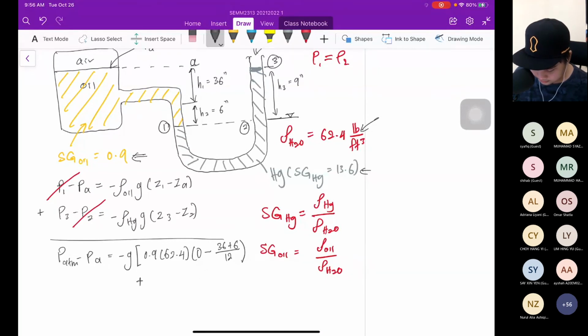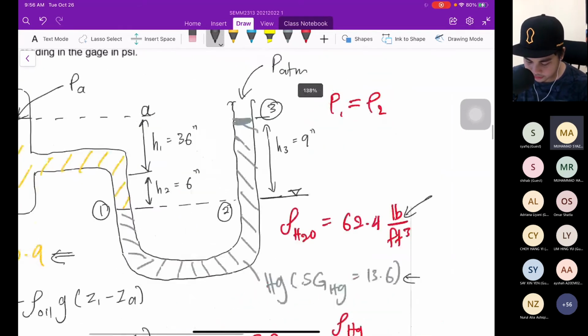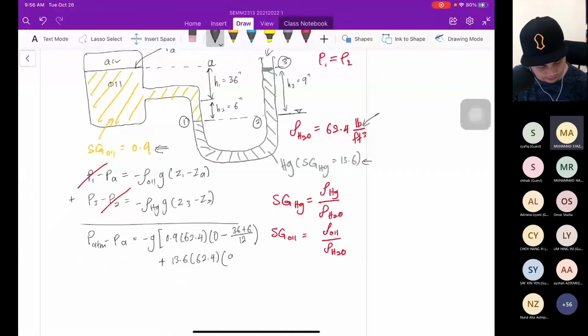Okay, 13.6 multiplied by density of water, 62.4. And then Z3. What is Z3? Which is 9 inch. 9 minus. Okay, you need to convert 9 inches to feet. 9 over 12 minus Z2. Z2 is the reference line, which is 0.